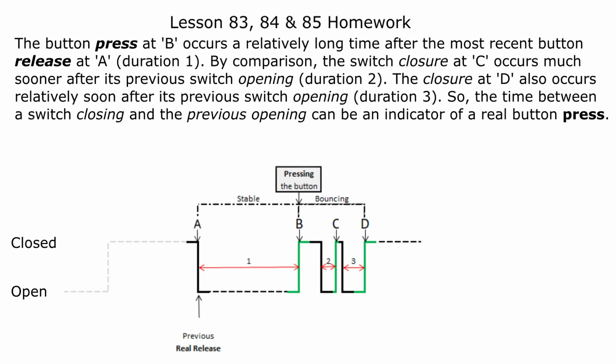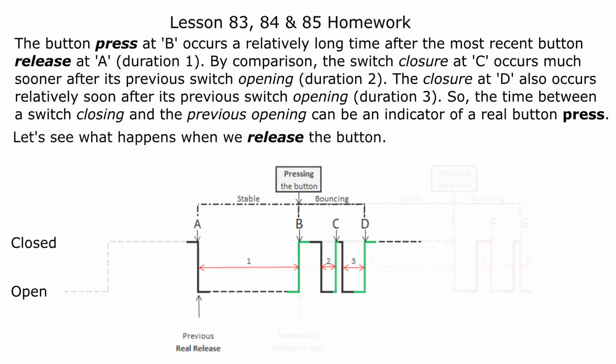The button press at B occurs a relatively long time after the most recent button release at A. Let's call that time duration 1. By comparison, the switch closure at C occurs much sooner after its previous switch opening. Let's call that duration 2. The closure at D occurs relatively soon after its previous switch opening. Let's call that duration 3. So the time between a switch closing and the previous opening can be an indicator of a real button press.